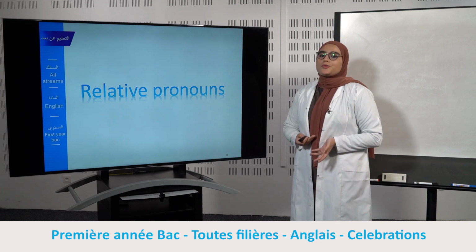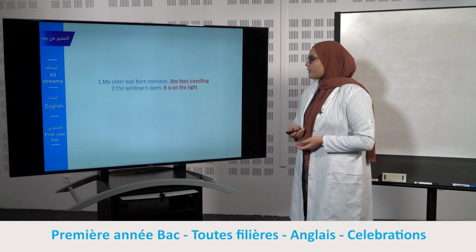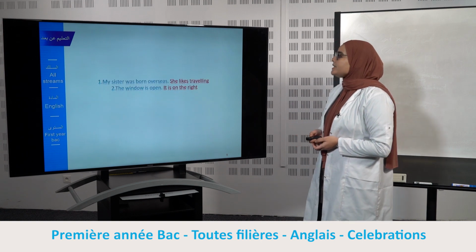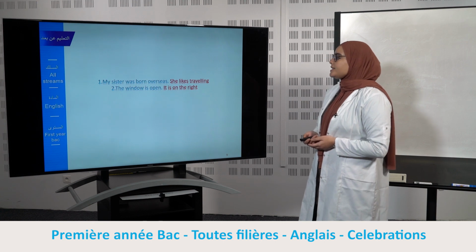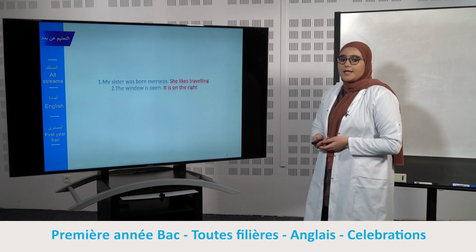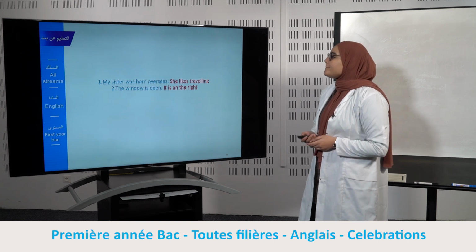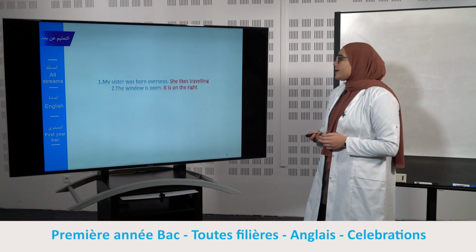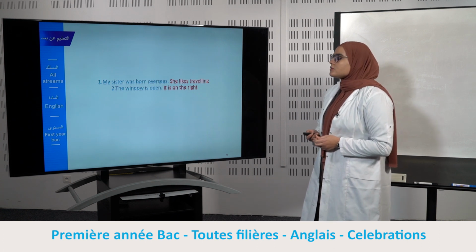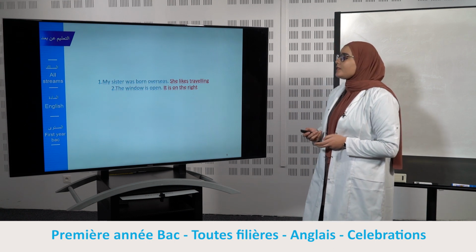Now we move on to our grammar lesson, which is about relative pronouns. First of all, let's read the following sentences. Sentence number 1. My sister was born overseas. She likes traveling. Here in this sentence, we have two clauses. Clause number 1, my sister was born overseas. And clause number 2, she likes traveling. Now, we want to join these two clauses. How can we join the two?